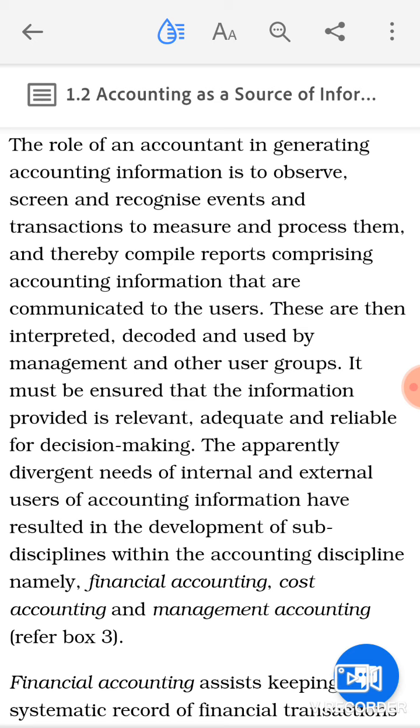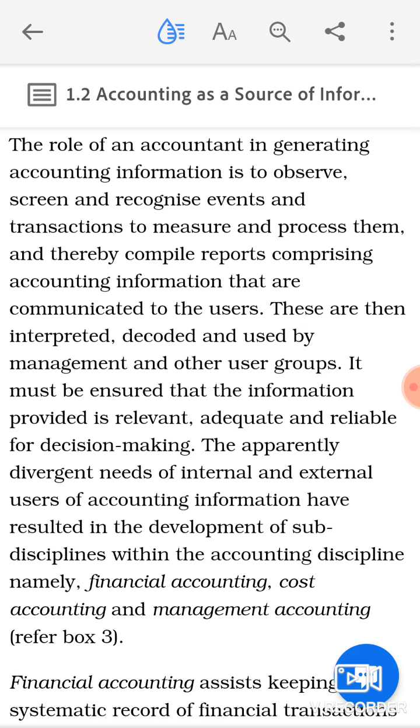Clear? He has to recognize all those activities and events which are related to the business. He has to measure them in monetary terms. He has to process them. Finally, he has to compile all those reports which are required, with the help of which you can make out some economic decision, and the same will be communicated to the different users of the accounting information.